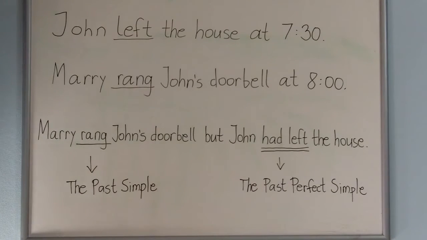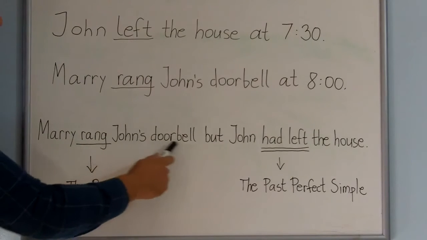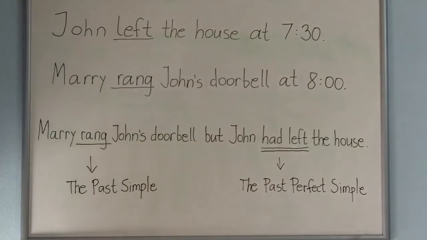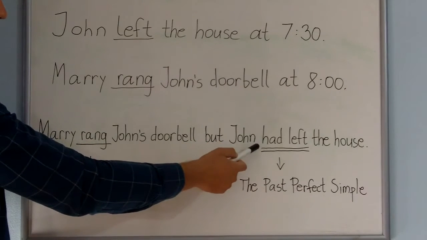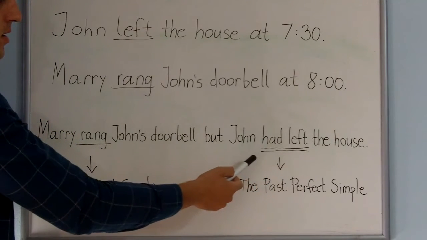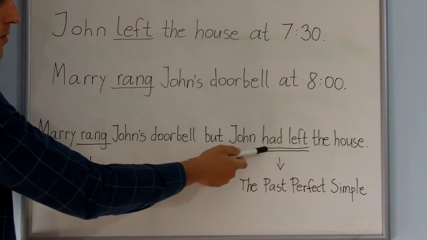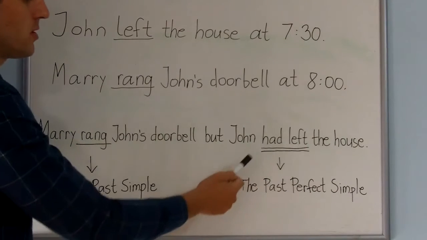The new sentence goes like this. Mary rang John's doorbell, but John had left the house. This part of the sentence is the action which happened first. As you can see, we used the verb form had left, which is the verb form for the past perfect simple in this case.